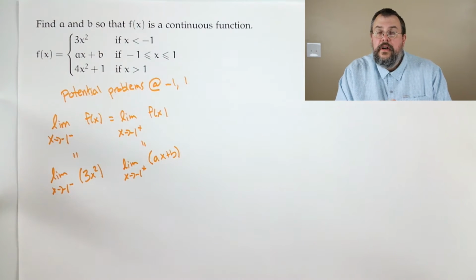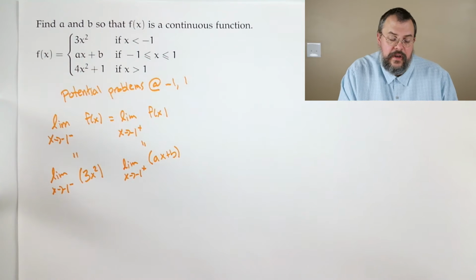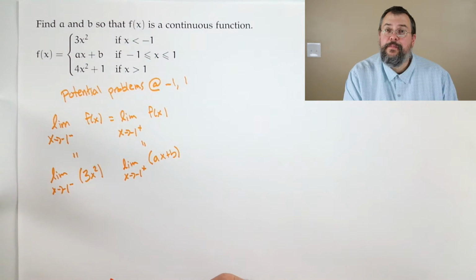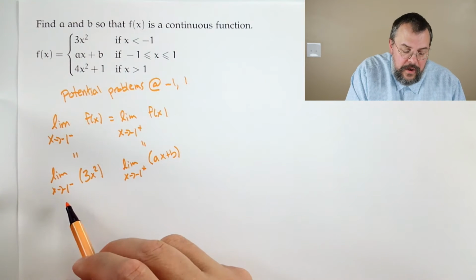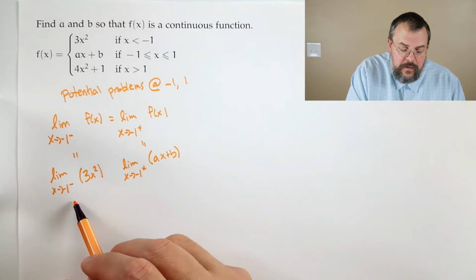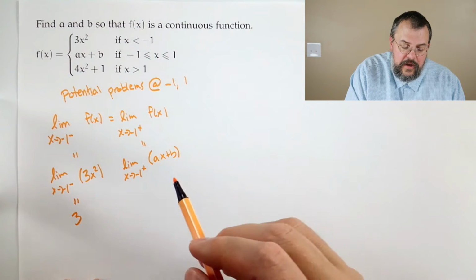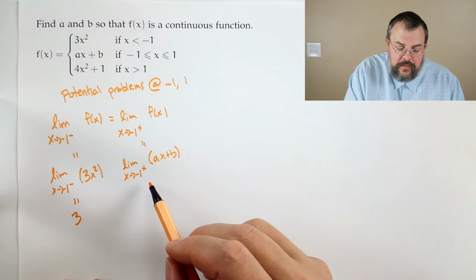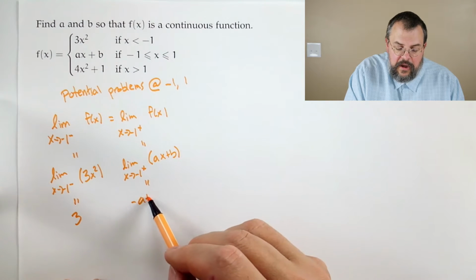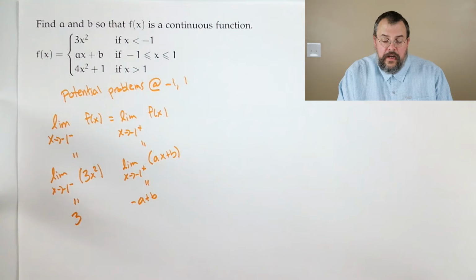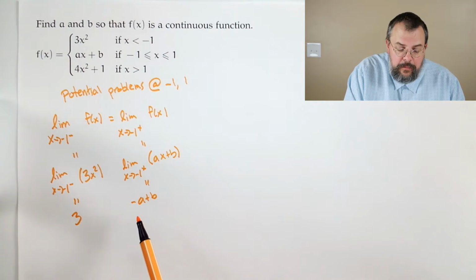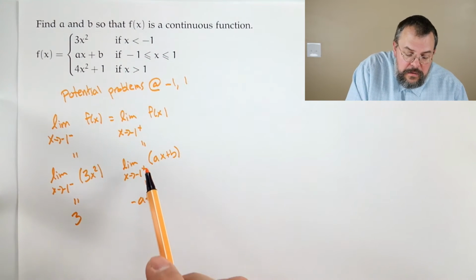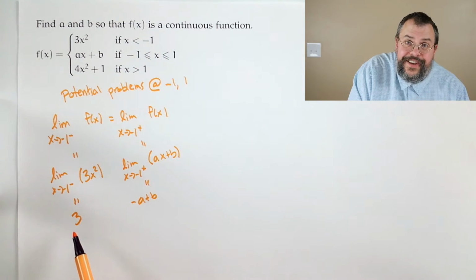So now we have polynomials. Can we do these? Well, yeah, because now that they're polynomials, we know how to do the limits. We just plug in. So we plug in -1. We have 3 times -1 squared is 3. Here, we'll get -1 times a plus b. So that's minus a plus b. All right, good. Now, that tells us that whatever the right choice for a and b are, it has to satisfy that minus a plus b is equal to 3.